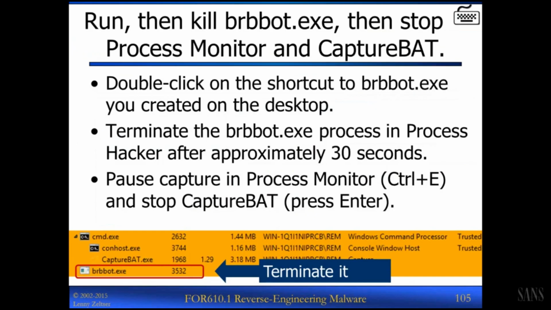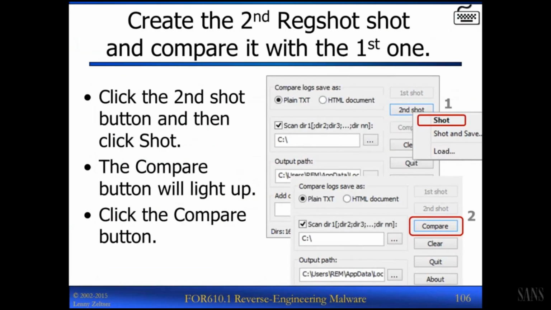I then launched brbot by using the shortcut, right? The shortcut was configured with admin rights. I launched that on the desktop. I confirmed, looking at Process Hacker, that it was in fact running, which is very important. And I then let it run for a little while, right? In my case, I let it run for about 30 or so seconds to generate some activity.